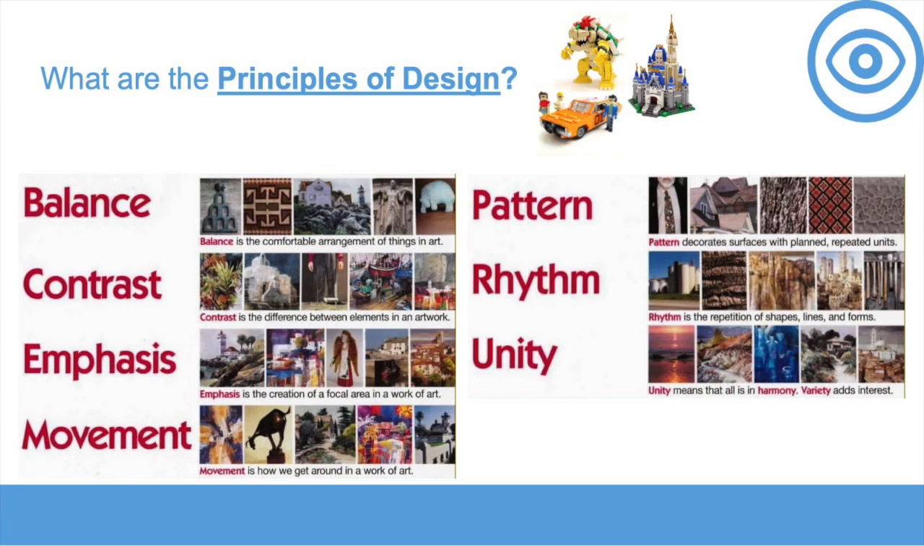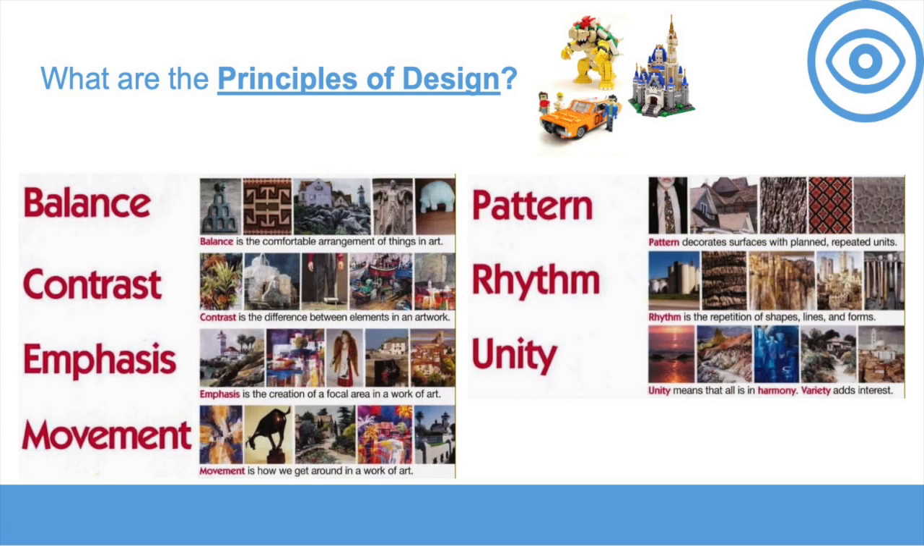Balance is the comfortable arrangement of things in art. So things feel like they're either balanced symmetrically or maybe even asymmetrically, but the artwork doesn't feel empty in certain areas and too full in other areas. Contrast is the difference between elements in an artwork. Contrast can come through light and dark, soft and sharp. Any way that you can create difference in an artwork creates contrast.